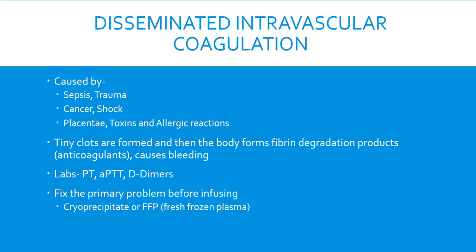So basically, your body starts to form clots due to several diseases or disease processes, and at that point your body tries, based on homeostasis, to correct the issue, and it causes too much and then you start bleeding. Labs that you're going to look for are PT and PTT, and this is due to the fact that you want to see how thin or how thick your blood is. And then D-dimers, because when clots are formed, they actually release a chemical, and that chemical is a D-dimer. So if it's elevated, then most likely you have a clot somewhere. What you're going to do is fix the primary problem before infusing. The best thing you probably do is cryoprecipitate or fresh frozen plasma.